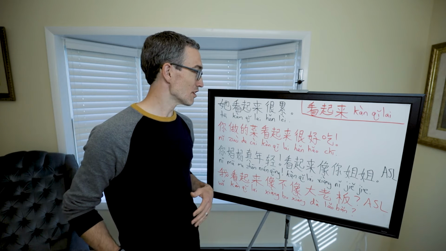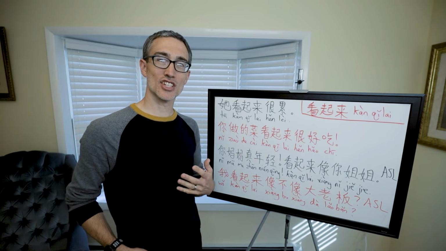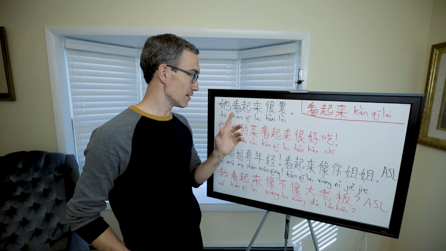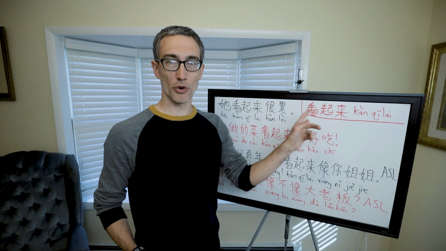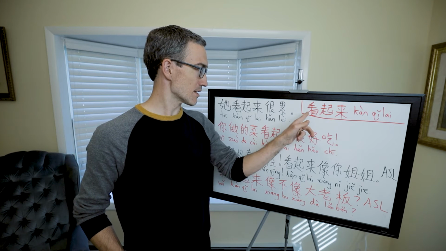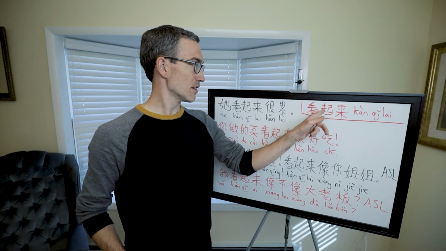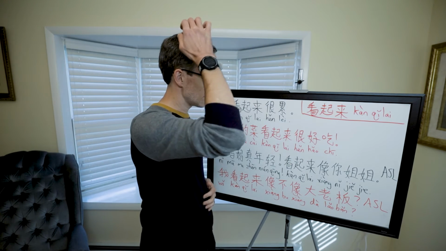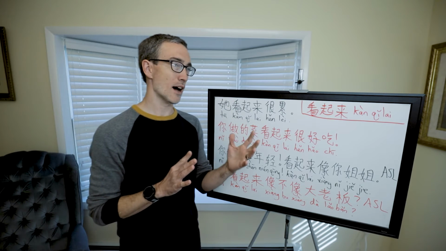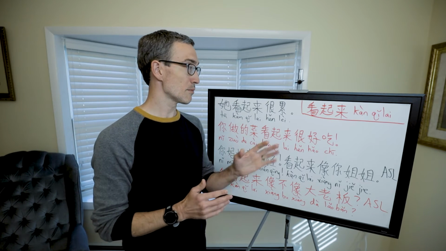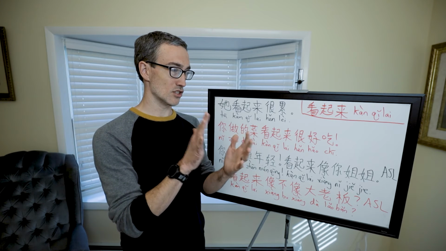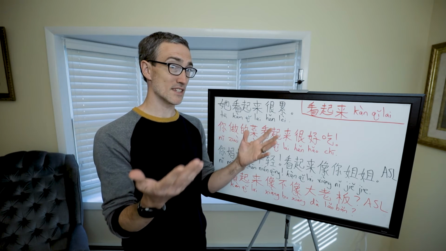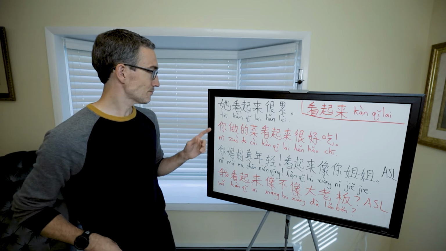Hey, in this segment, we're gonna learn a really useful phrase. It's 看起来. And it literally means, word for word, 看 means see or look, 起来 means to arise. 起来 sometimes actually means to begin doing something, but here it doesn't mean that. It's just tacked on to say something seems like or looks like.